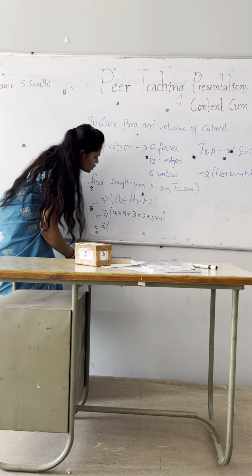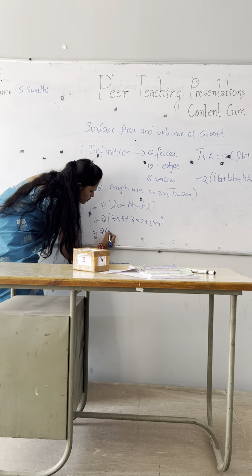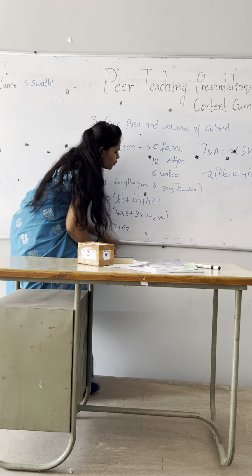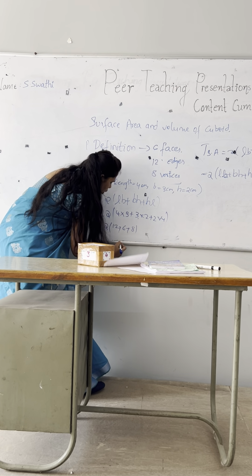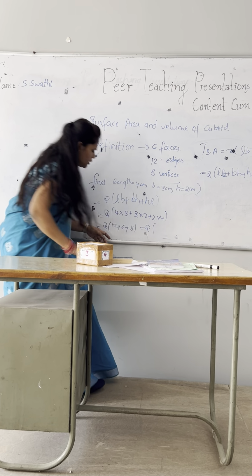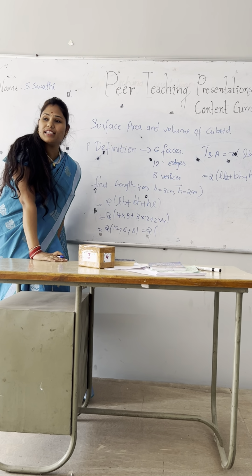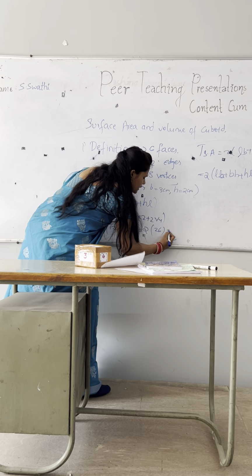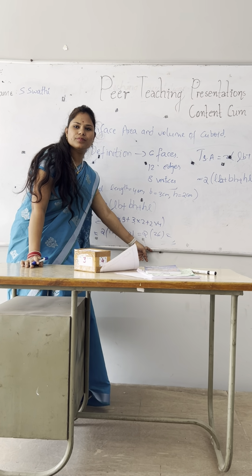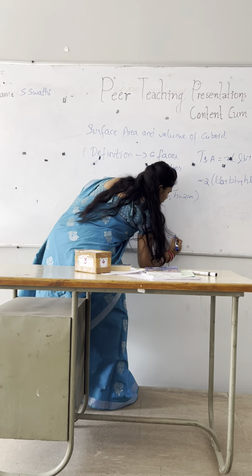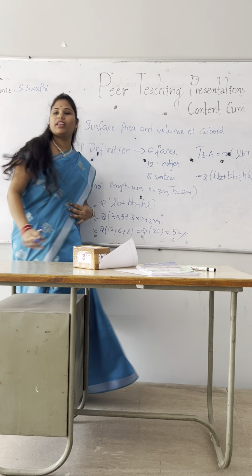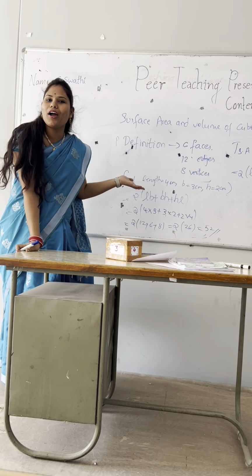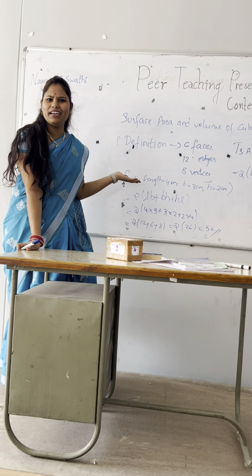4 into 3, how much, children? 12. Very good. 3 into 2? 6. 2 into 4? 8. So what would be the answer? 12 plus 6 plus 8, what is the answer? 26. Very good. Then 26 into 2, how much? 52. So there comes the answer. We found out the total surface area of the cuboid. So simple, right?